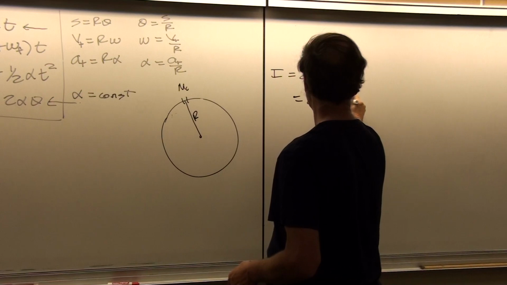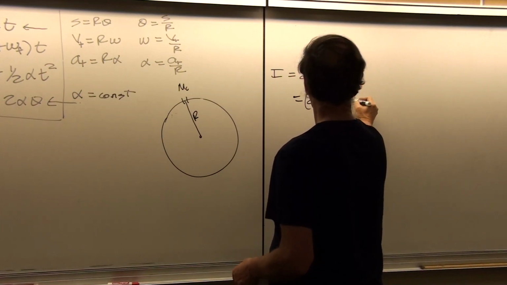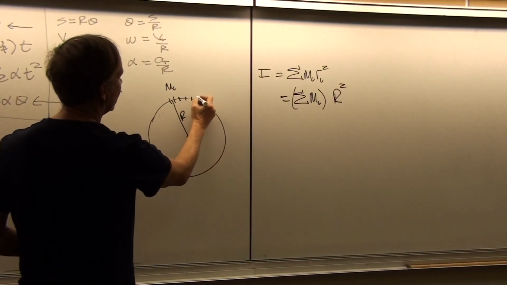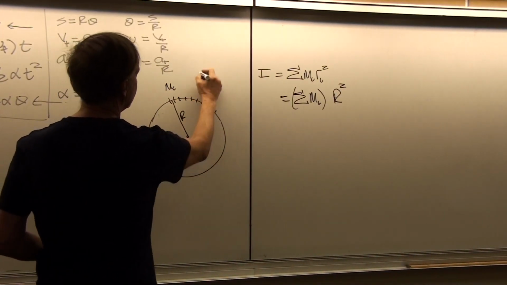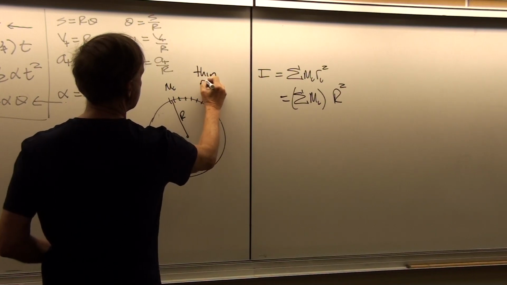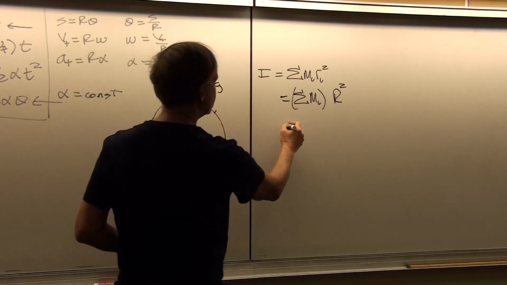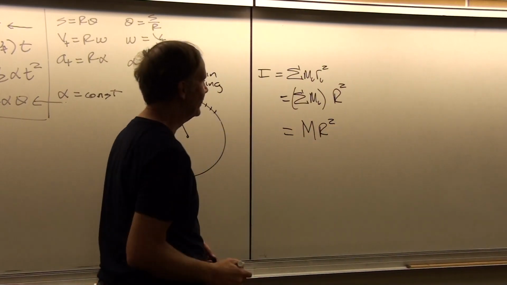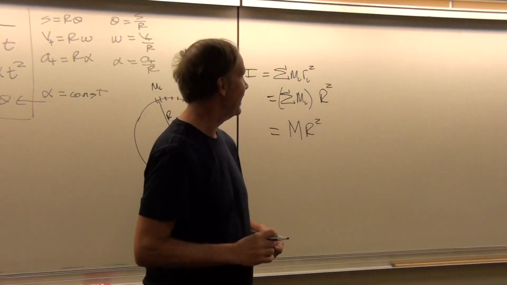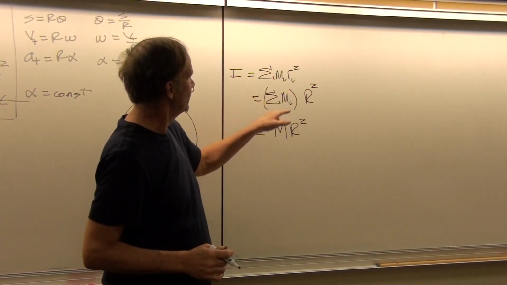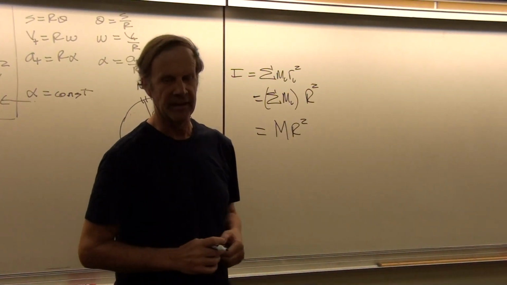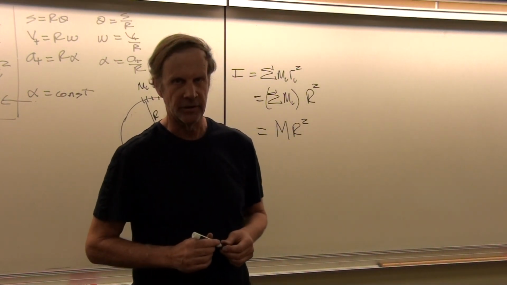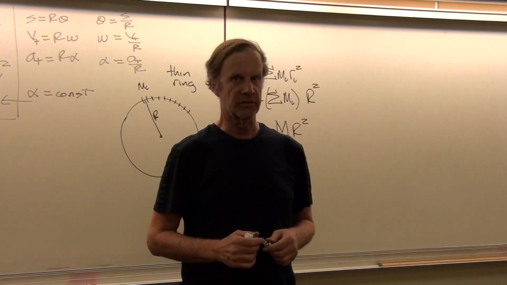So this is the sum of the m sub i's times r squared. But the sum of all the little m sub i's for a thin ring is just going to be the total mass m times r squared. And so here we go again. This is the same expression for the moment of inertia as we would get for a point mass. And it's the simplest way to describe the moment of inertia for a continuous distribution of mass.